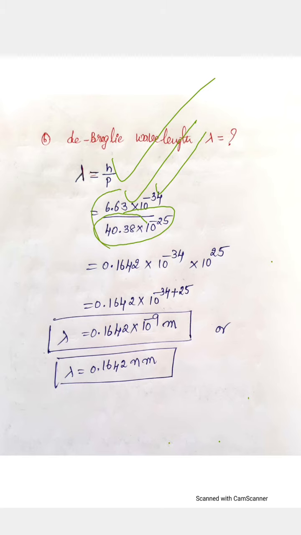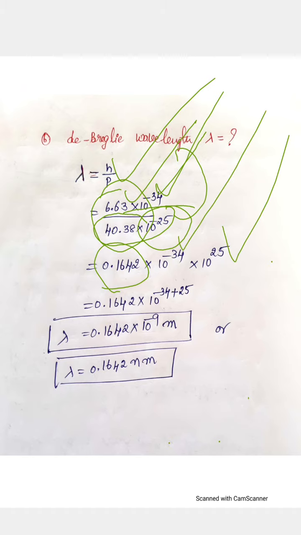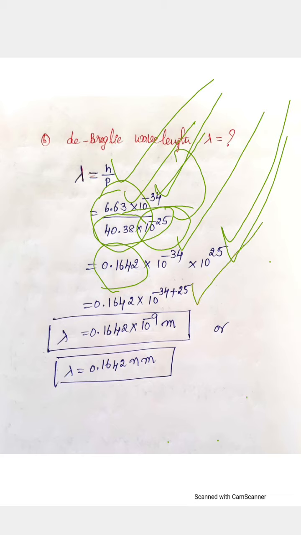Next, simplify this term, that is 6.63 divided by 40.38. What you will get? 0.1642 into 10 to the power minus 35, and take this denominator power to the numerator. What it will be? 10 to the power minus 34 plus 25. Here use the formula x to the power m into x to the power n is equals to what? X to the power m plus n. 0.1642 into 10 to the power minus 34 plus 25. If you add these two, what you will get? 10 to the power minus 9.